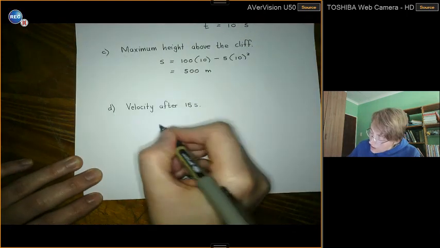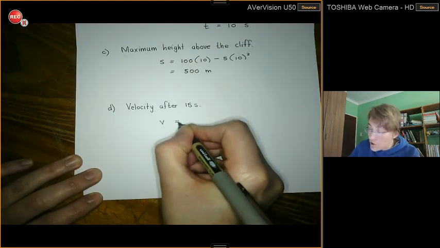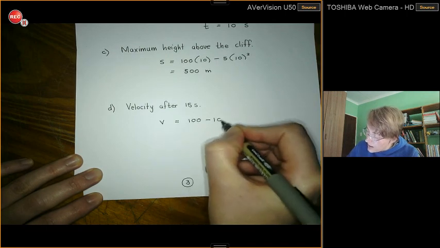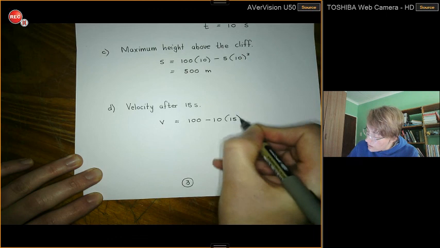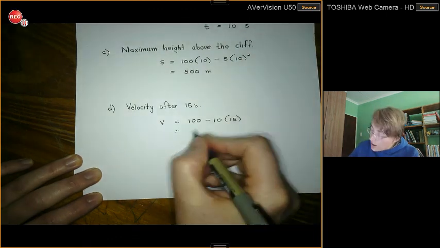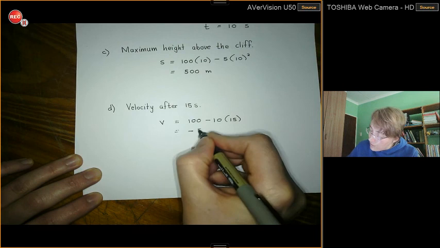So again, velocity, we substitute into my first derivative. So that's going to be 100 minus 10 times 15. Now this one is going to be 100 minus 150, which is negative 50 meters per second.